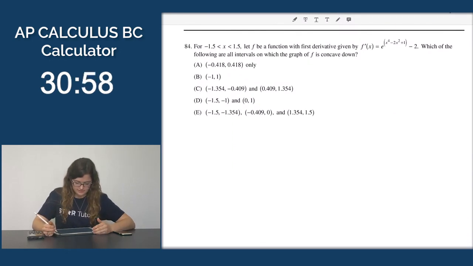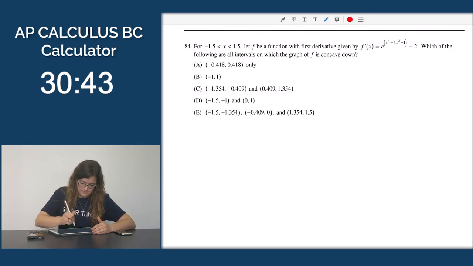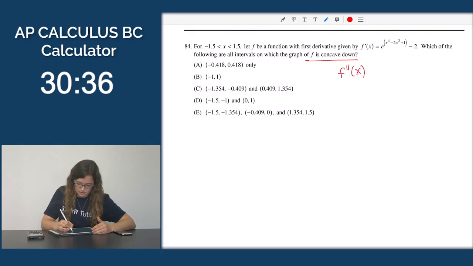Oh, this looks good. Let f be the function with first derivative given by that. Which of the following are all intervals on which the graph of f is concave down? Okay. Concave down means what? Again, that means the second derivative of the function has to be negative.